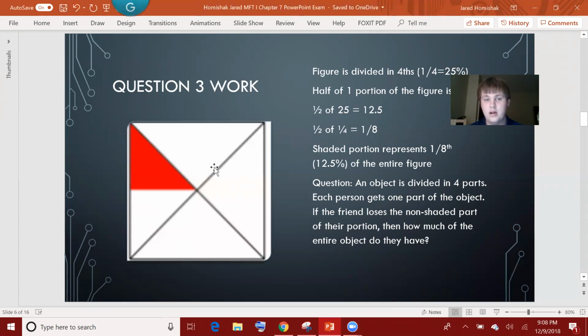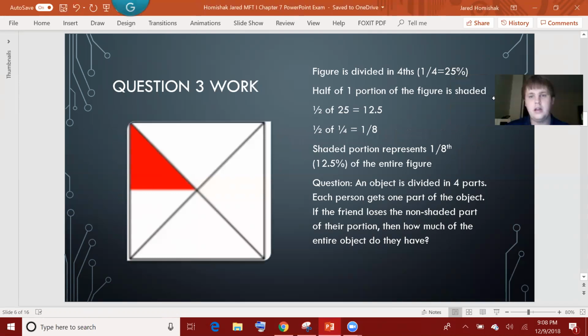And from there, I want you guys to notice that and use that to figure out how much of something like this. So for example, we have the square here divided into 4 parts. So that means each part of this is 25%. Now by eyeballing, the shaded part stops right at about the 50% mark. So half of this fourth is going to be 1/8, and that means the shaded portion represents 1/8 or 12.5% of your entire figure.